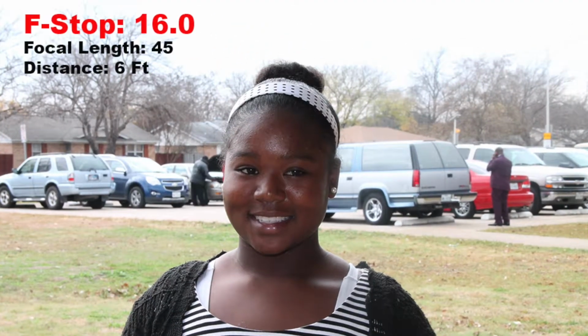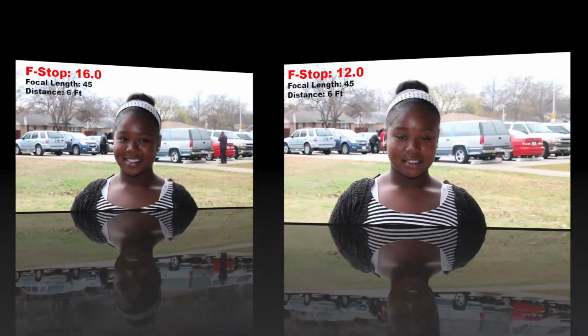I will now take a series of pictures of the same subject in the same place. My distance between me and the subject is the same. The only thing I am changing is the f-stop number. I'm going from a large f-stop number to a smaller number.